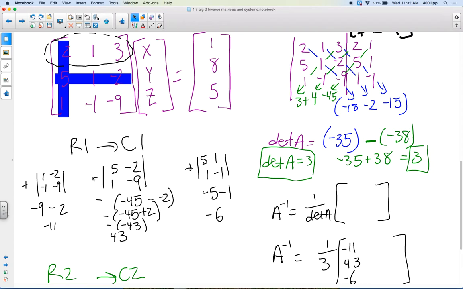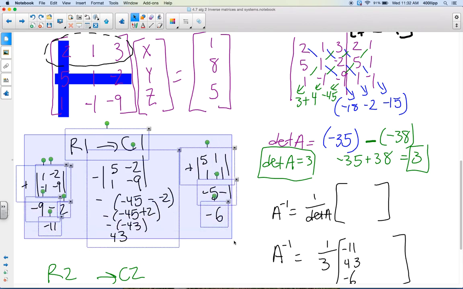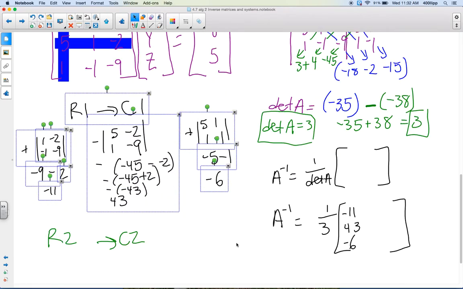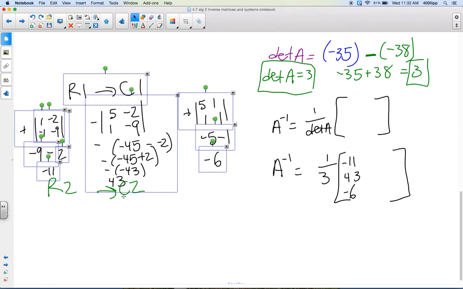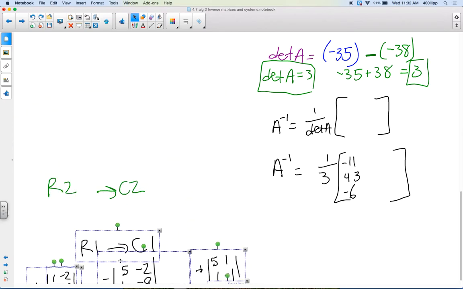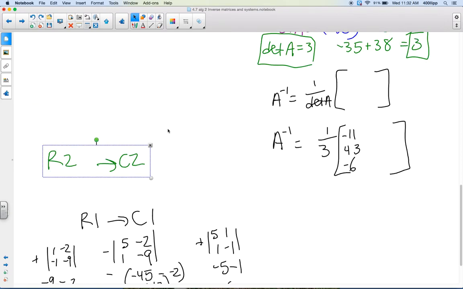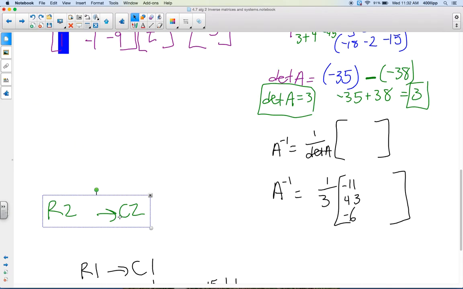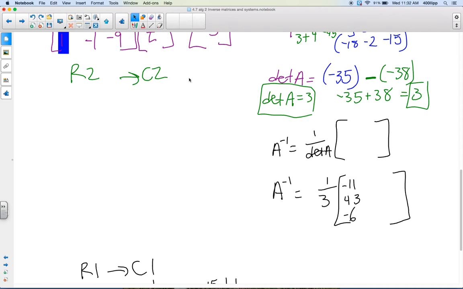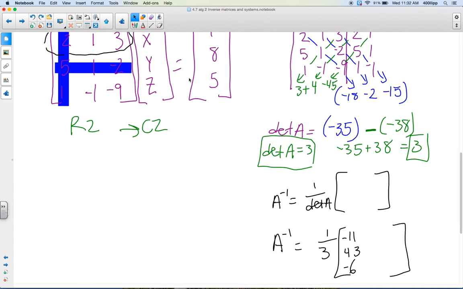So let's see here. I'm going to just erase this so that we can see all the work. Or actually, we could just take this and move this down, so that we can actually see what we're doing. All right. That should be better. Okay, so now we're going to do it for row 2.